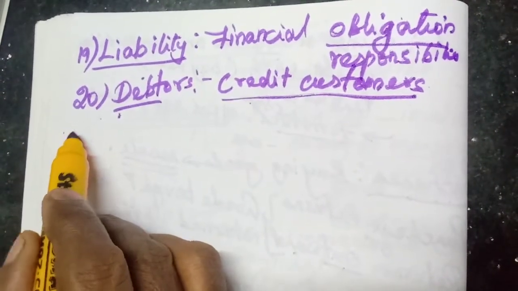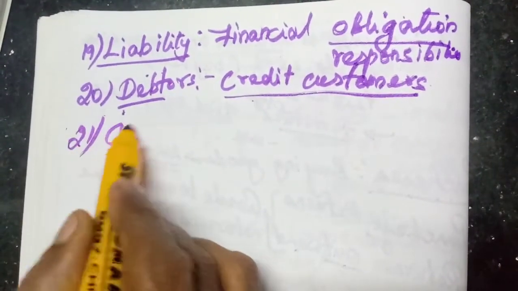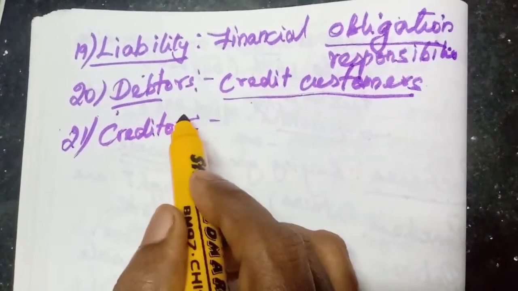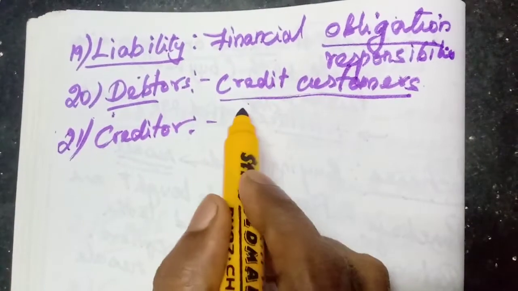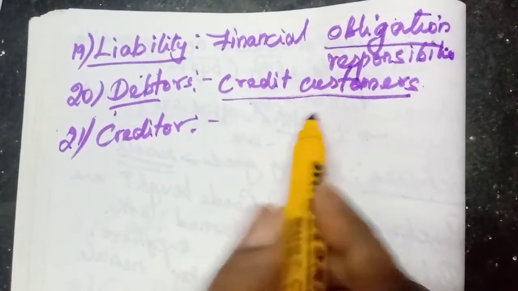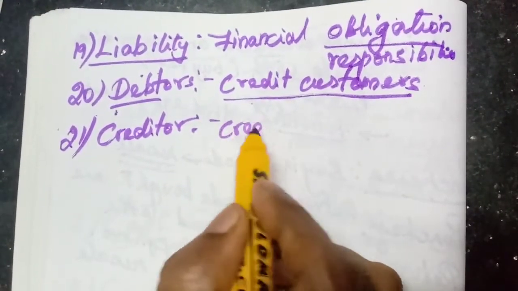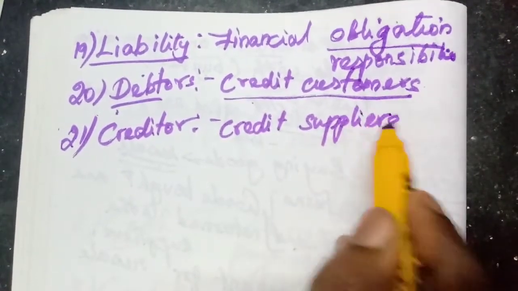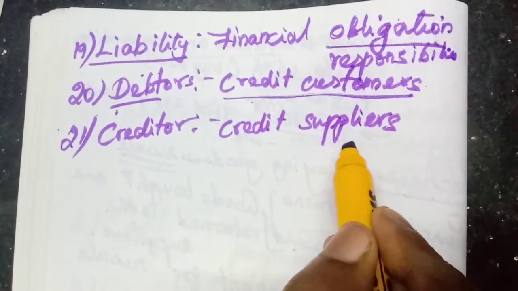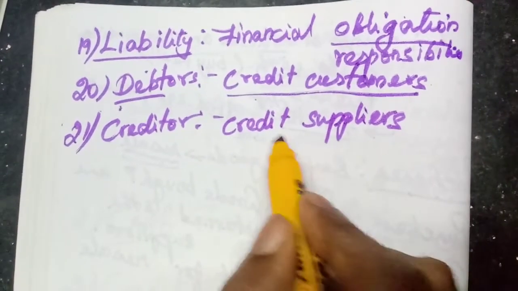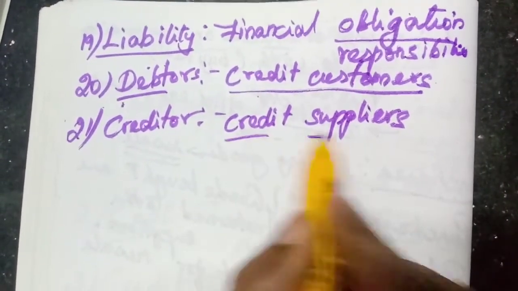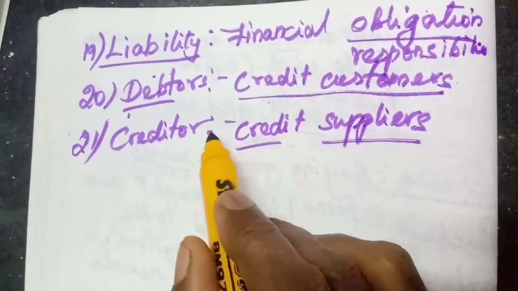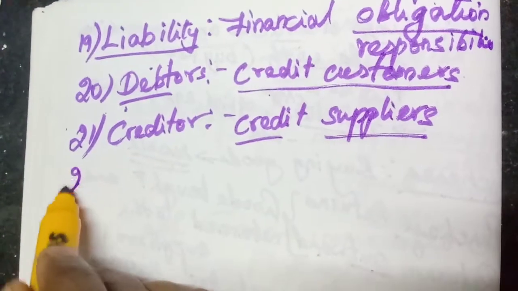Then opposite of debtor, creditor. With a creditor, we receive a benefit, but the payment takes place on a future date. Here we can say the credit suppliers. We get the goods from the suppliers, but the payment takes place on a future date. So they are called the creditors. So who are the creditors? The credit suppliers.